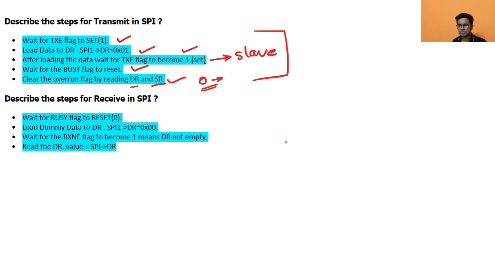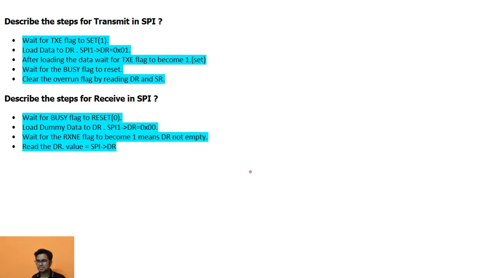Similarly, describe the steps for receive in SPI. In SPI, receive is quite easy compared to transmit. For receive, just wait for the busy flag to become zero. Then you load some dummy data into the data register. So when you want to receive data also, you need to load data into the data register, and then wait for the RXNE flag to become 1, that is, data is not empty.